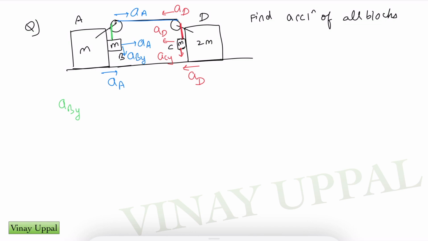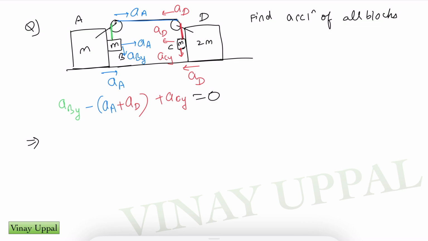A and D are coming close to each other. So the blue length is decreasing at a rate of AA plus AD. And what about the red length? The red length is increasing at ACY. So this should be 0 because the total change of length should be 0. So this is the constraint equation.